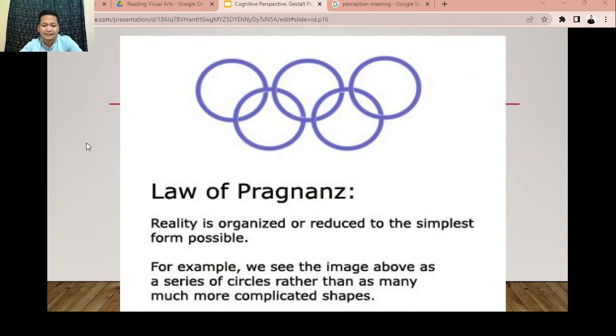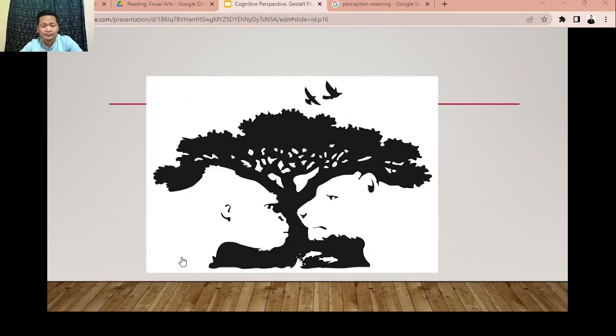Now, next. Okay, I'd like you to share what do you see in the picture. Do you see the tree or do you see the animals? Okay? Pumapasok diyan class yung law of figure or ground.